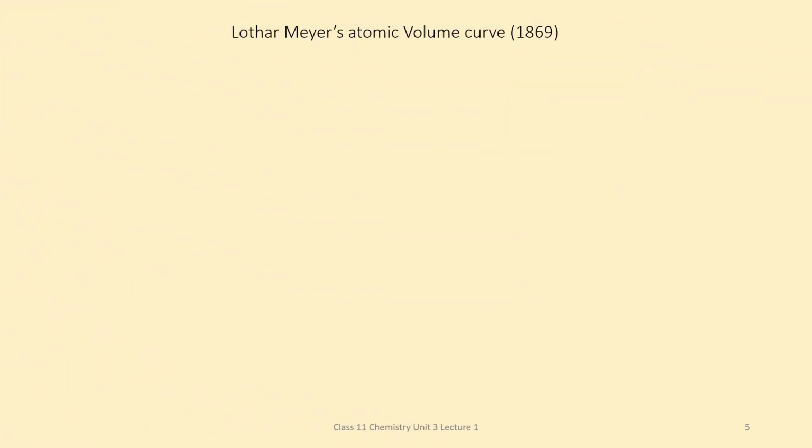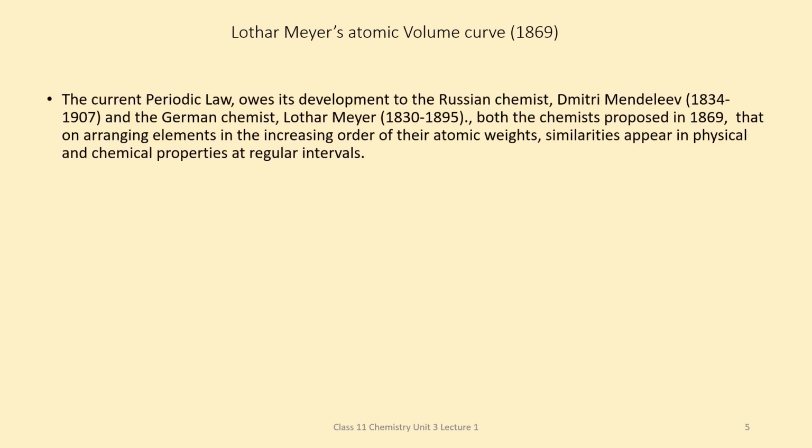Lothar Meyer's atomic volume curve. The periodic law, as we know it today, owes its development to the Russian chemist Dmitri Mendeleev, who lived between 1834 to 1907, and the German chemist Lothar Meyer, who lived between 1830 to 1895. Working independently, both the chemists in the year 1869 proposed that on arranging elements in the increasing order of their atomic weights, similarities appear in physical and chemical properties at regular intervals. Lothar Meyer plotted the physical properties such as atomic volume, melting point, and boiling point against atomic weight and obtained a periodically repeated pattern.